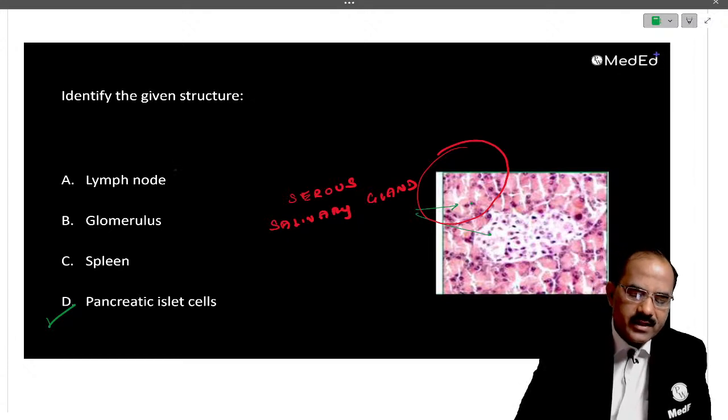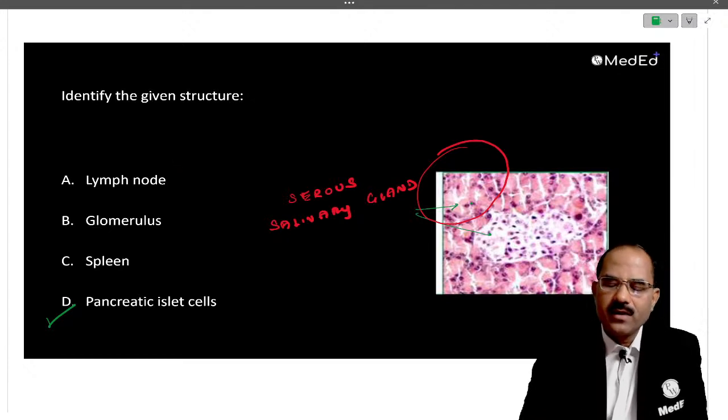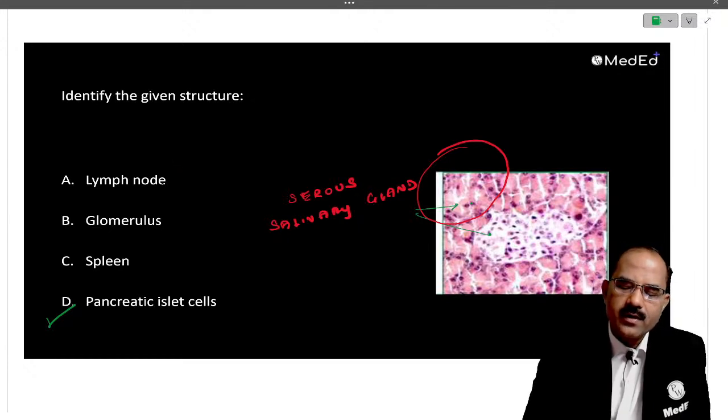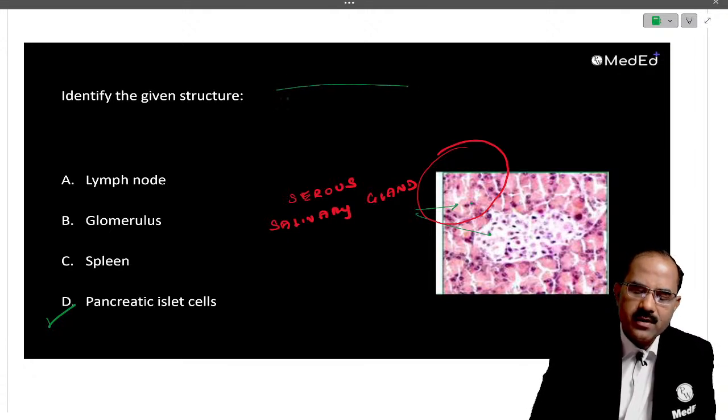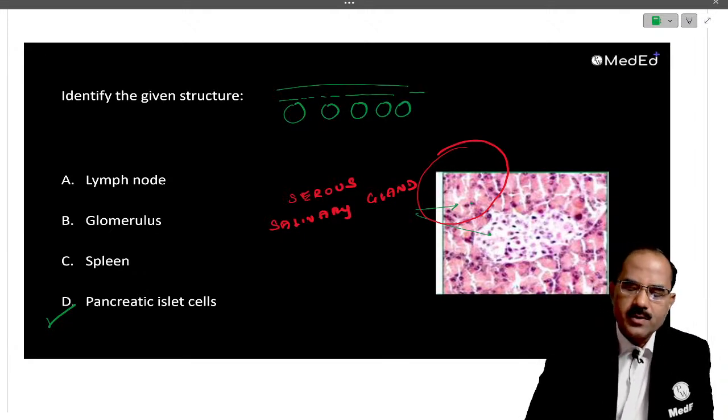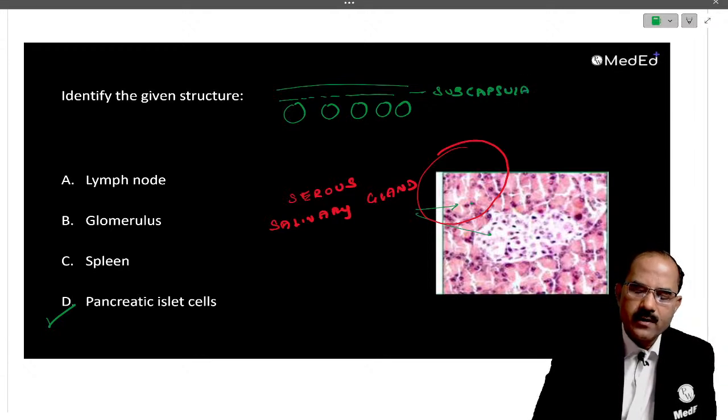So what is the characteristic of lymph node? Can anyone tell me the characteristic of lymph node? The characteristic would be, you get a capsule here, and just below the capsule you get a space here, and below the space you get lymphoid follicles here. Lymphoid follicle. So this space is known as the subcapsular sinus. That's an MCQ which was asked.